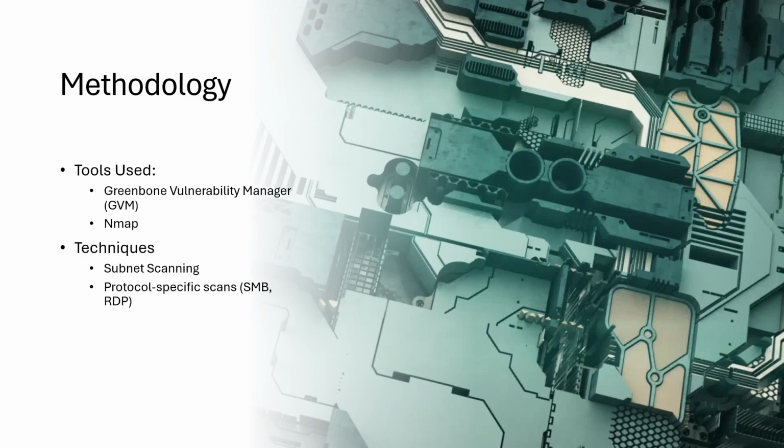Alright, let's talk tools. I used the Greenbone Vulnerability Manager, or GVM, to run detailed scans on the network, and Nmap for network discovery and service specific scans. My process started with a subnet scan to find any live hosts and narrow down possible targets. Then, after that, I ran scans to check for open ports and services, focusing on things like SMB and RDP, since those are typical for Windows servers.